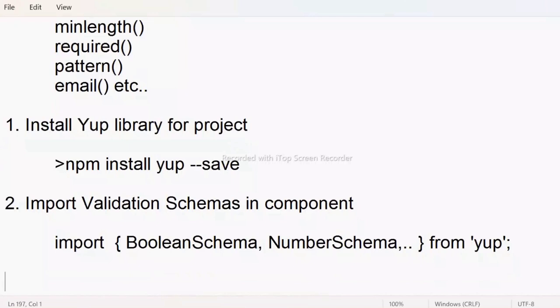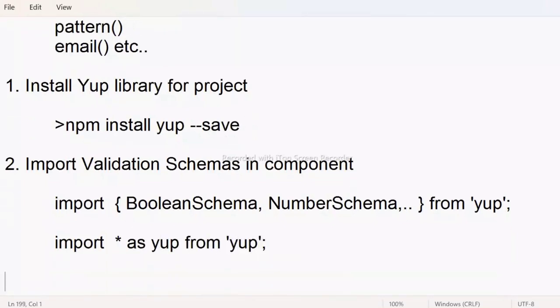So many schemas are there. Importing all of them one by one is a very time consuming process. In the JavaScript module system, we can import all schemas with an asterisk. We can simply put an asterisk, but all these schemas must be stored in one reference after importing. Then we have to use it as Yup, like this, from Yup. This is importing all the classes, so you use the asterisk.